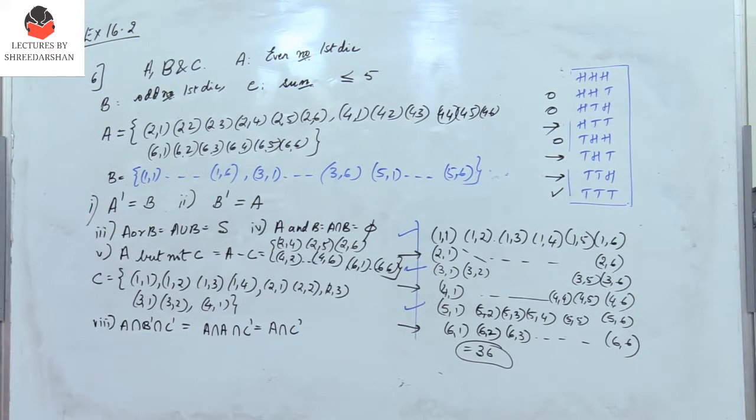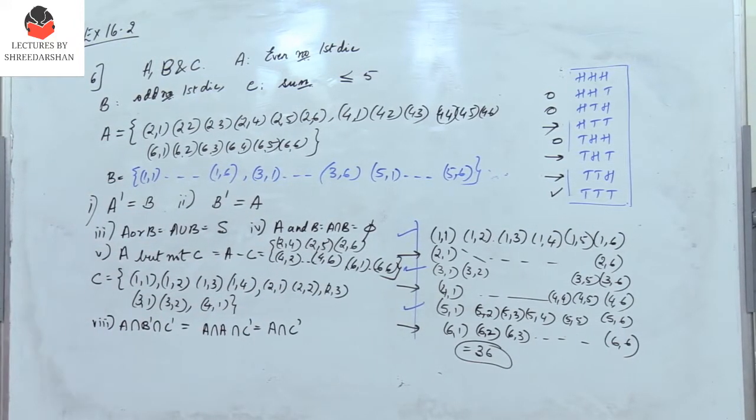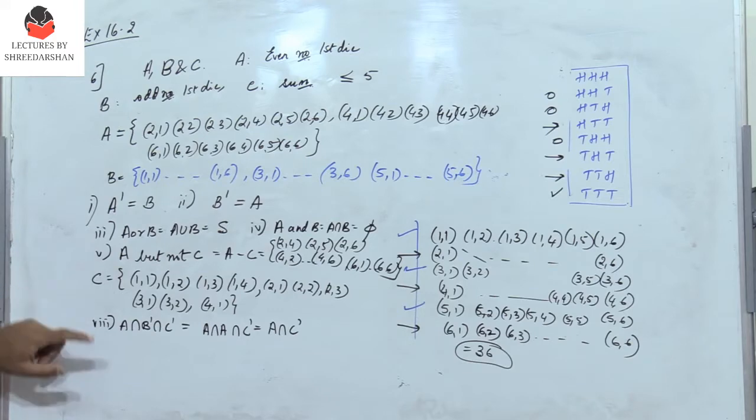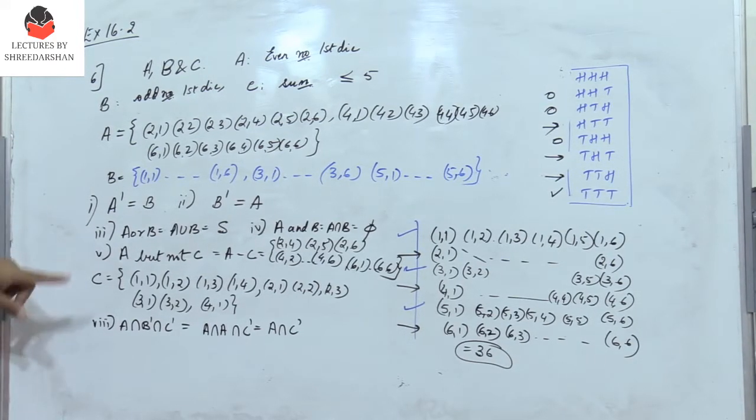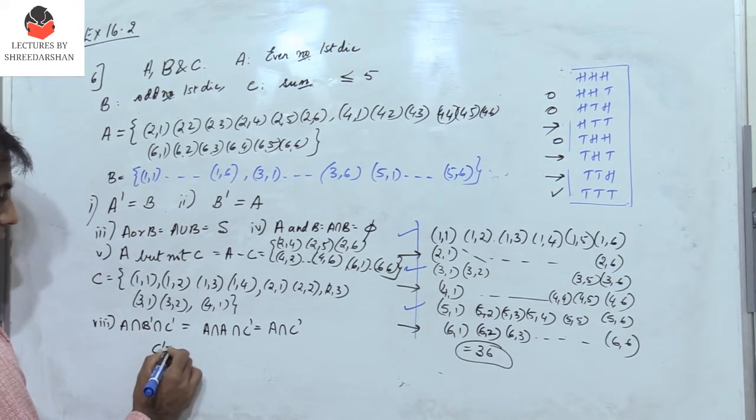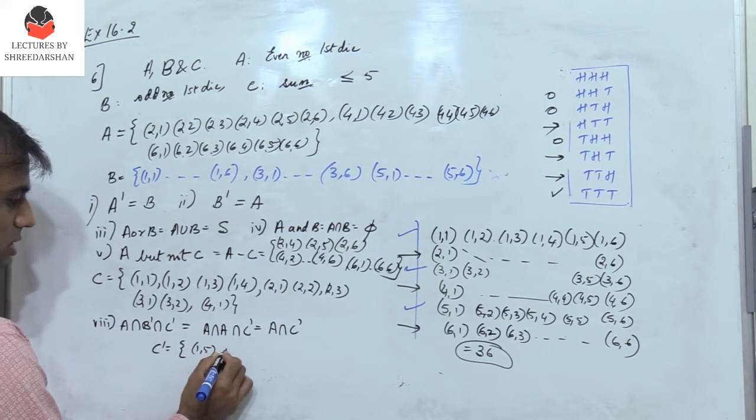Alright, so now I have to write the elements which are common between A and C dash. What is C dash? All the elements in the sample space which are not there in C. So now I need to check all the elements which are not there in C, which are in common with A. What are the elements not there in C? Let me write C dash. I have 1, 5, 1, 6.